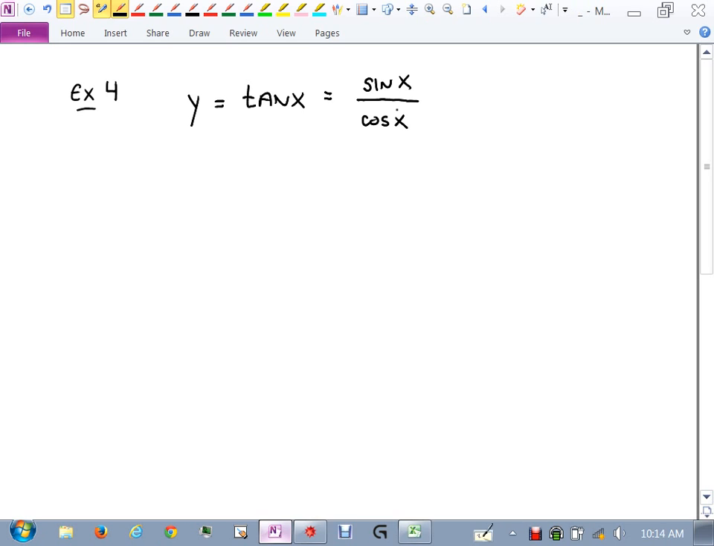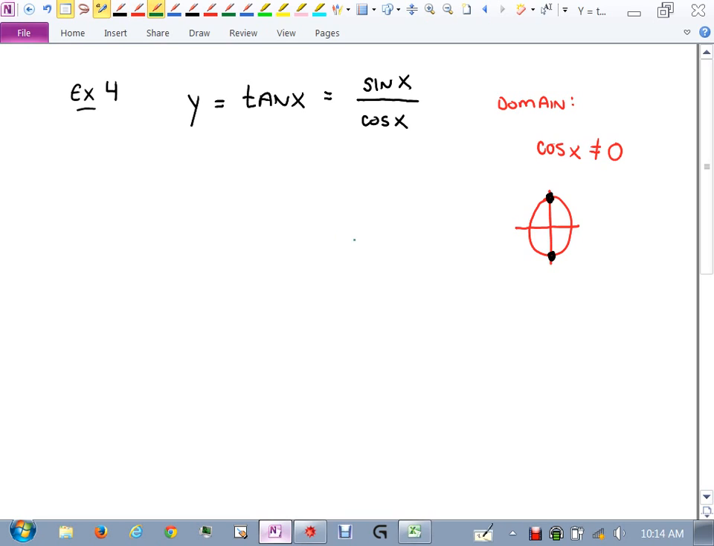So if I look at that, I'm going to have domain problems again, right? I'm going to have division by 0 whenever cosine is 0, right? When I'm talking domain here, cosine x cannot be 0. So go to your unit circle. Cosine is the x-coordinate. When is the x-coordinate 0? The x-coordinate is 0 at pi over 2 and 3 pi over 2, right? So I should have asymptotes there, shouldn't I?